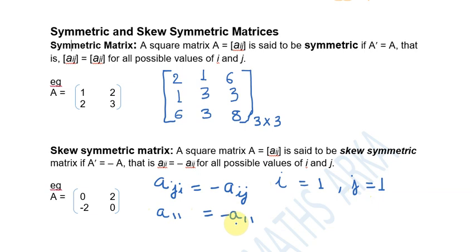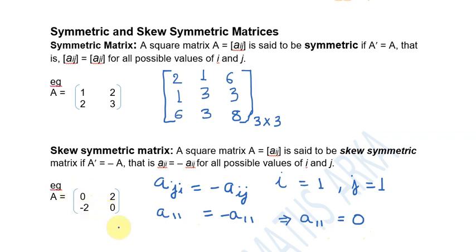Is it possible for any real or complex number? It is possible in just one case, that is, this would imply a11 is equal to 0. You can solve this algebraically. Here it is minus a11, shift it to here. What do we get? Twice of a11 is equal to 0. That means a11 is equal to 0. Hence the diagonal elements are always 0 for a skew symmetric matrix.